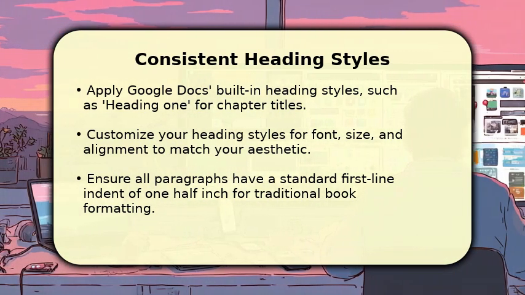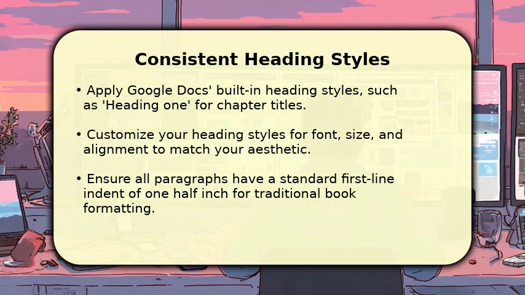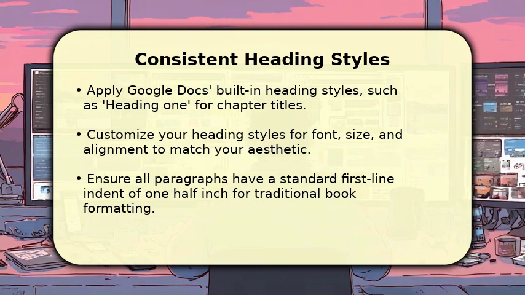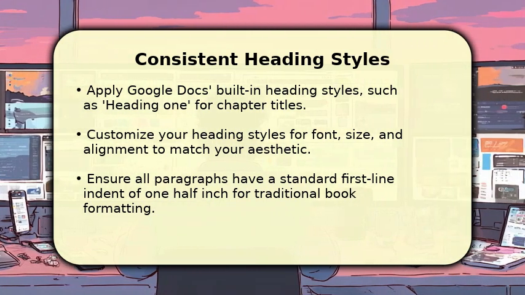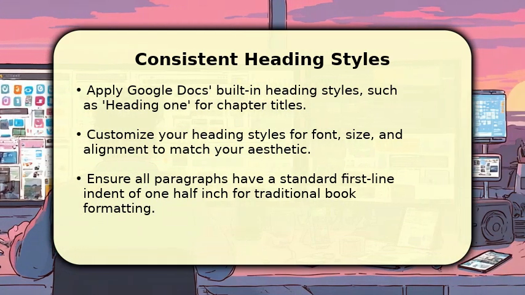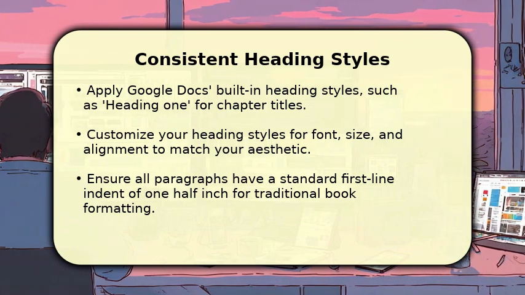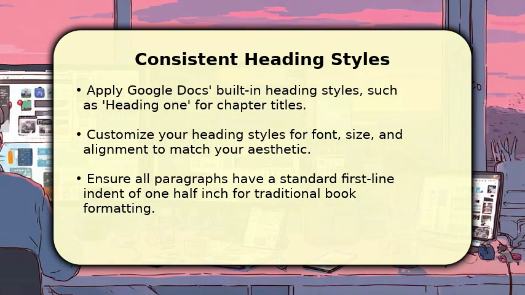Utilize Google Docs heading styles, assigning heading 1 to all your chapter titles, then customize them to reflect your chosen font and size. It is also important to maintain a standard first line indent for every paragraph, typically set to 1/2 inch. This traditional spacing makes your text visually appealing and easy to follow.